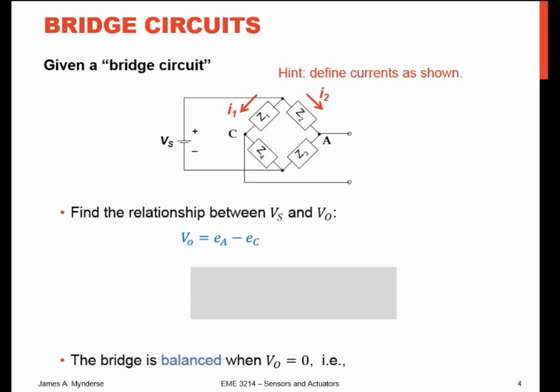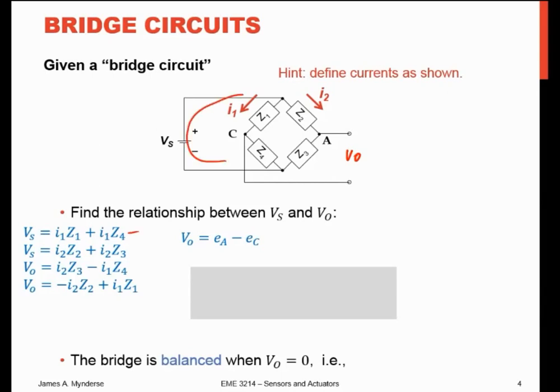So let's do the math, because we all love math, right? What is the relationship between Vs and Vout, which isn't labeled here? Well, I can write down from Kirchhoff's voltage law, looking at the voltage across the loop this way, this equation here. The voltage source equals the current through this leg, I1, times Z1, plus that same current times Z4, so that's the voltage through that loop.